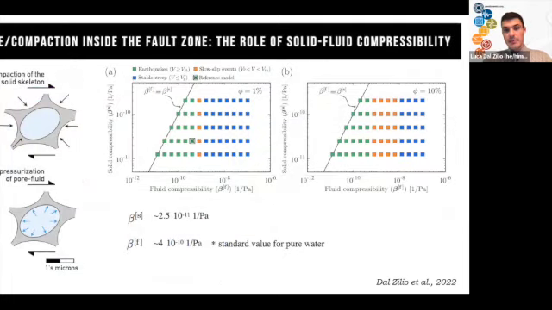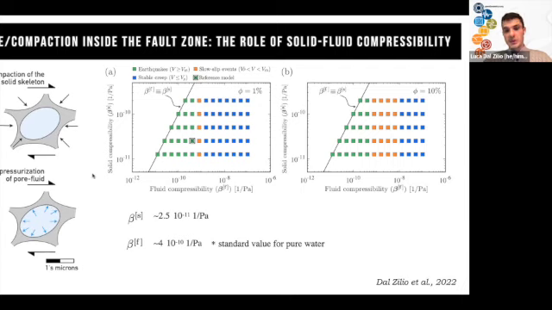The efficiency of this mechanism is strictly controlled by the compressibility of the solid and the fluid constituents. We have typical values that we are assuming for the compressibility of the solid matrix and fluid. In particular, we assume the classic value for pure water. And so based on this mechanism that you can see from this sketch, we can have a shearing event which causes a compaction within the fault zone, and then this is immediately counteracted by the fluid pressurization within these pores.